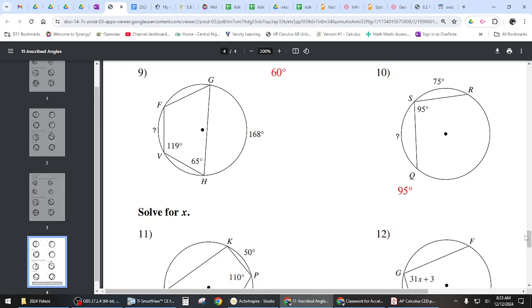Yeah, it's not that you couldn't use the angles in there in the quadrilateral. You just didn't have to.